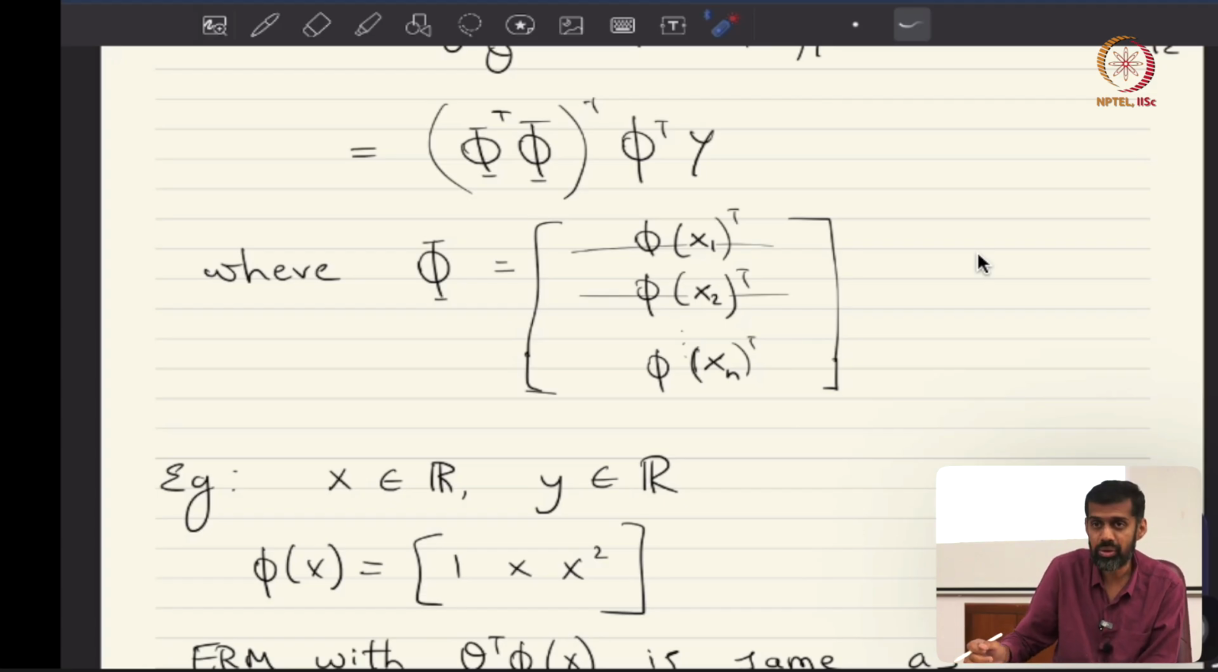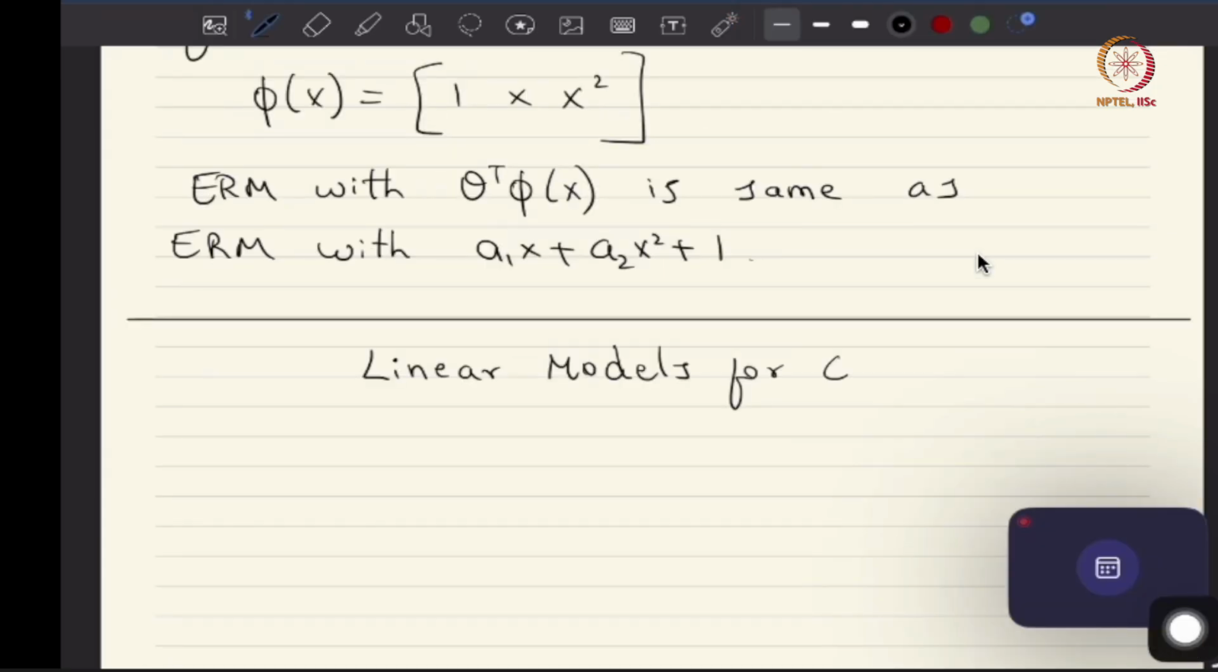Okay. So this is about generalized linear models. Let us get to classification. We will stop here and continue in the next lecture.